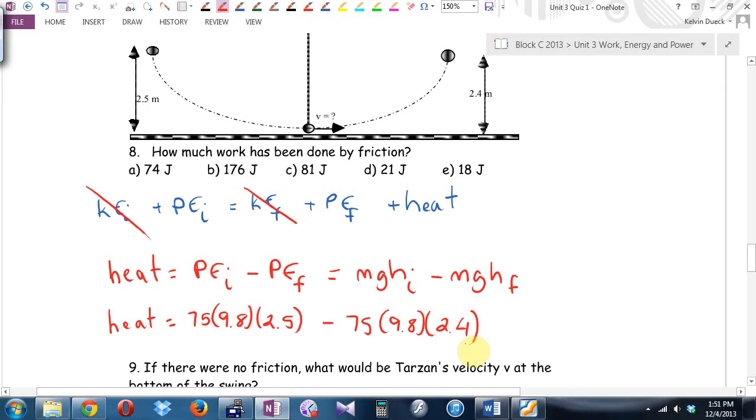Can I do this in my head? You know what? If I was going to do this in my head, I'd factor out the 75 and I'd factor out the 9.8 and I'd say I have a 2.5 minus 2.4, which is a 0.1, times 9.8, which is almost 1. It's going to be really close to 75. The answer is A, yeah? Yeah, I did that one in my head too. But I factored the first two numbers out and then it got easier.